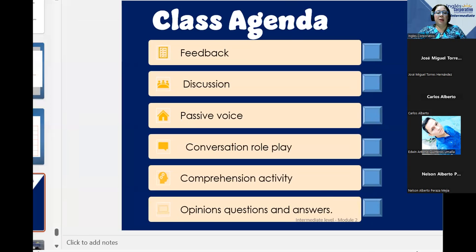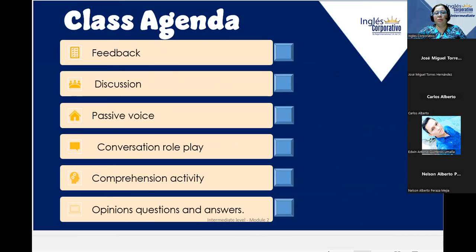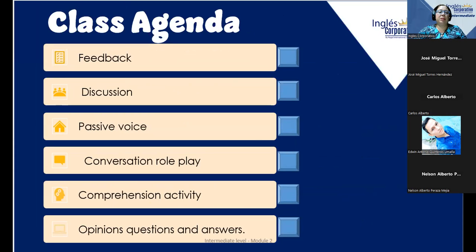Okay. Our agenda today. We have our feedback, and also we'll have some discussion, some questions to discuss. Then we will see the passive voice with the present perfect tense. How do we form it? How do we use it? And when we don't use the passive voice.